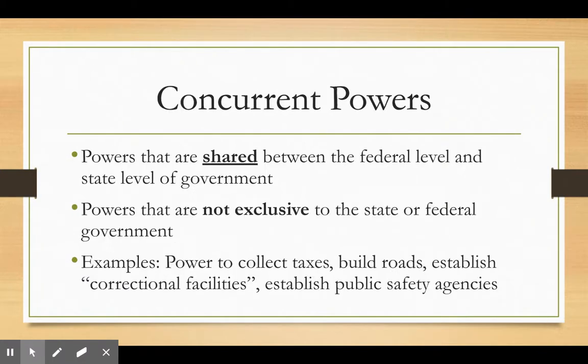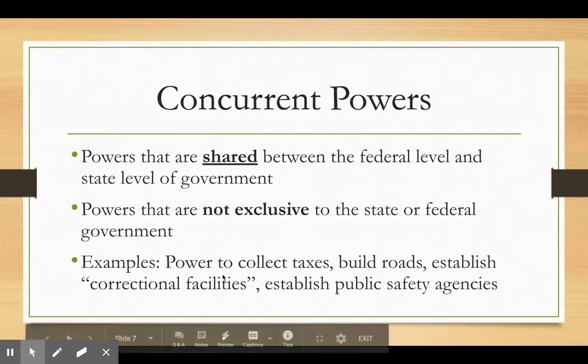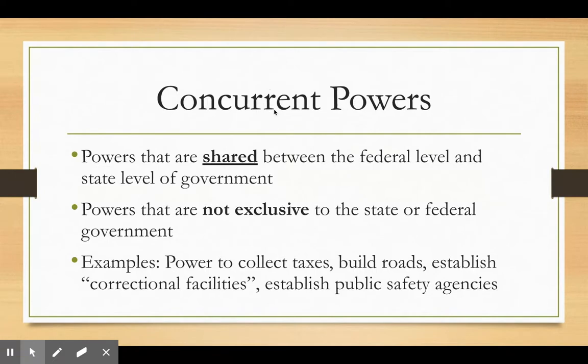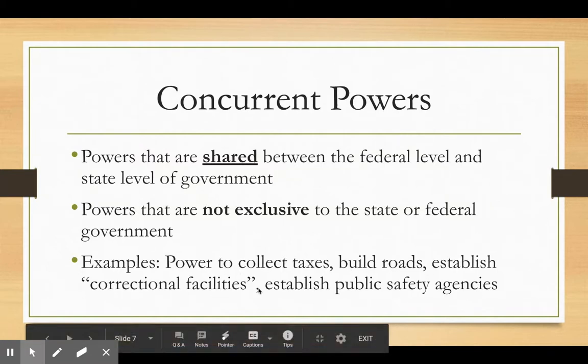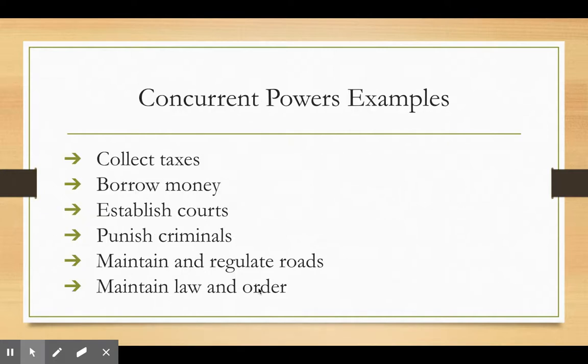Okay, lastly, we have concurrent powers, powers that are shared between the federal level and the state level of government. The way I remember this is there's two R's in concurrent. I think that, okay, that one represents the federal, one represents the state. These are shared powers, concurrent shared powers between the federal and state levels of government. Powers that are not really exclusive to just one state government or one federal government, but they are shared between the federal and state governments themselves. Okay, power to collect taxes, build roads, establish correctional facilities like prisons, establish public safety agencies. There's some really good examples on this page too.